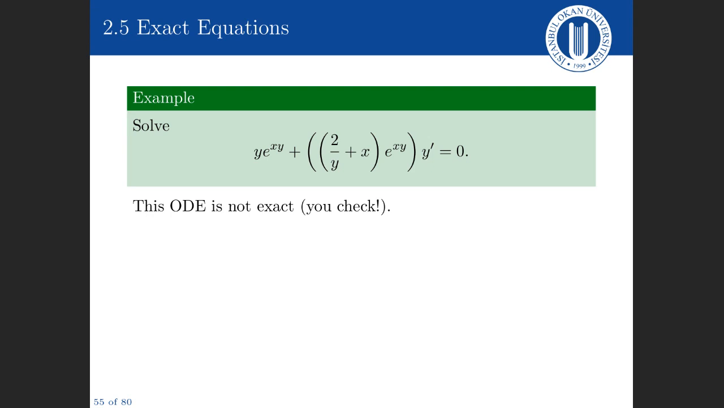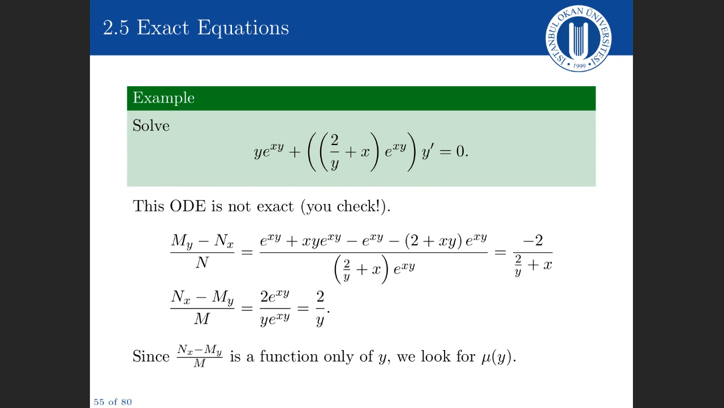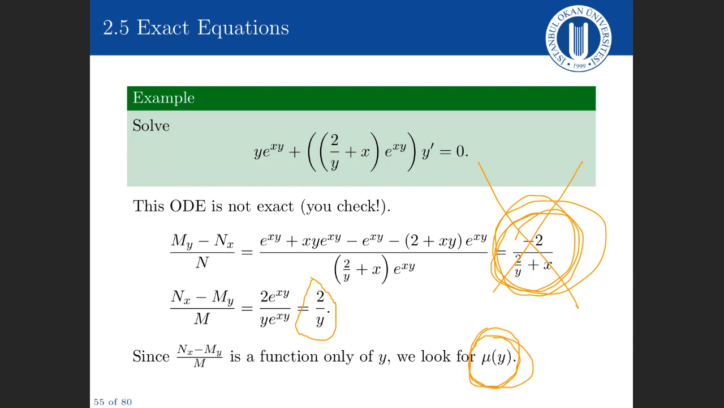Another example. Solve y e to the power xy plus 2 over y plus x multiplied by e to the xy, y prime is equal to 0. This differential equation is not exact, which I leave for you to check. We calculate M_y minus N_x over N, and we see this is a complicated thing with both x and y, and we don't want this. And we calculate N_x minus M_y over M, and this is just a function of y. This is what we want. So we're going to look for mu of y.